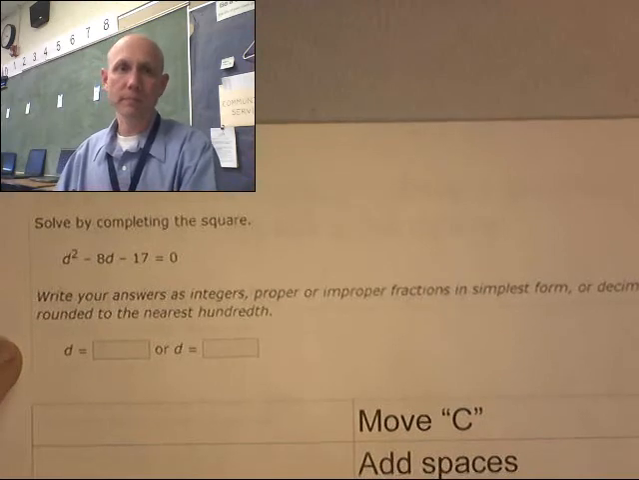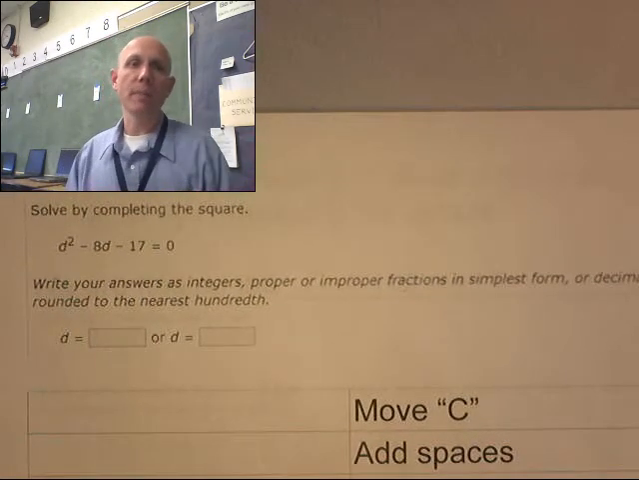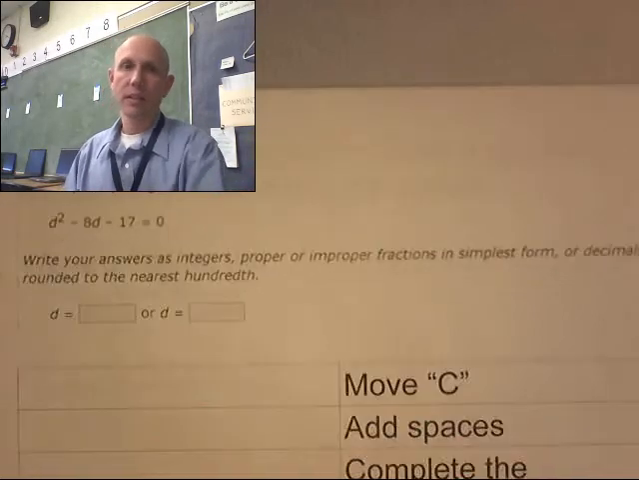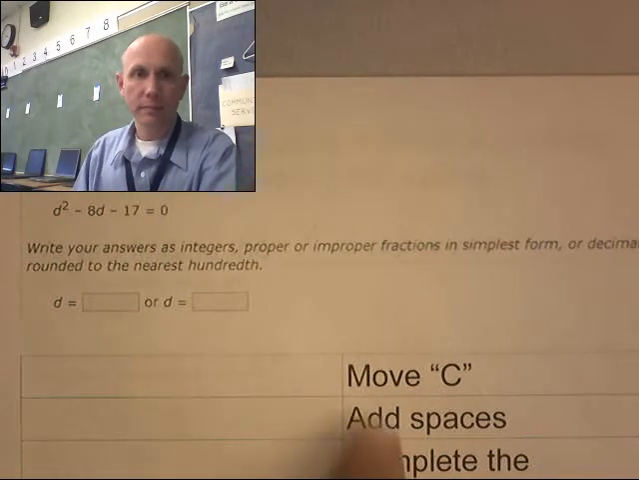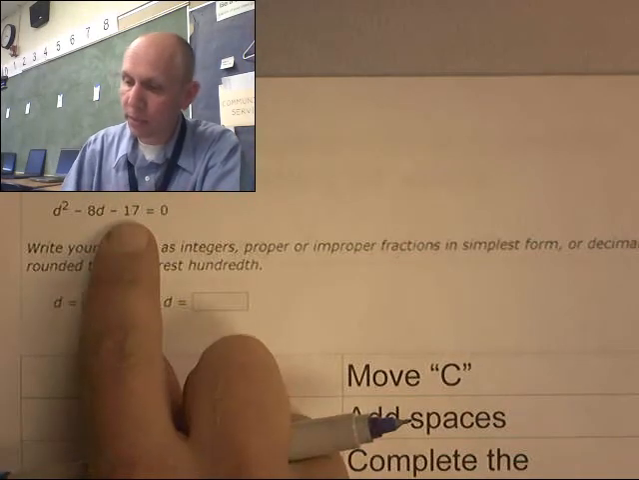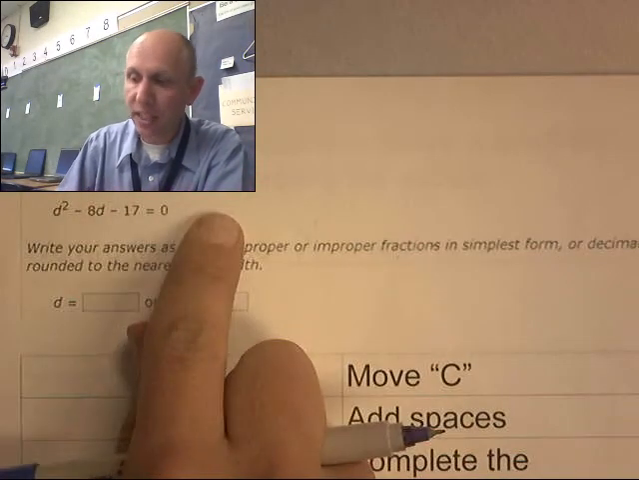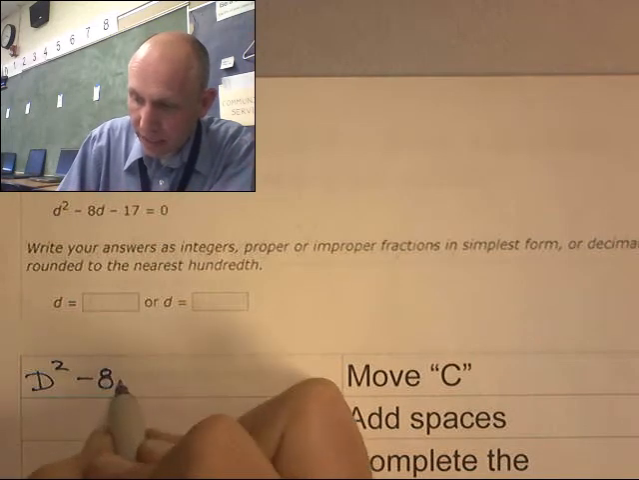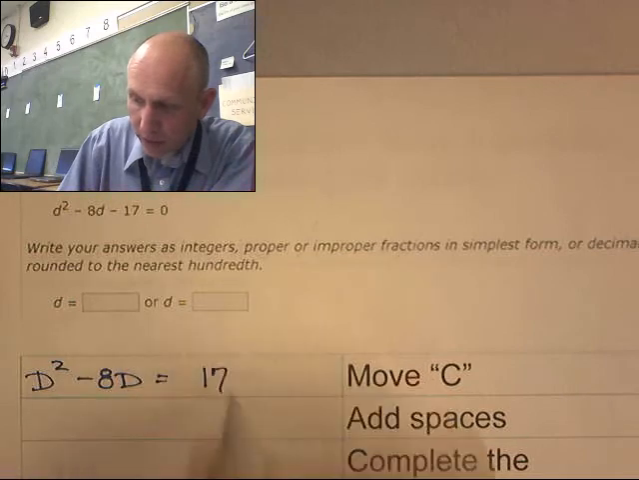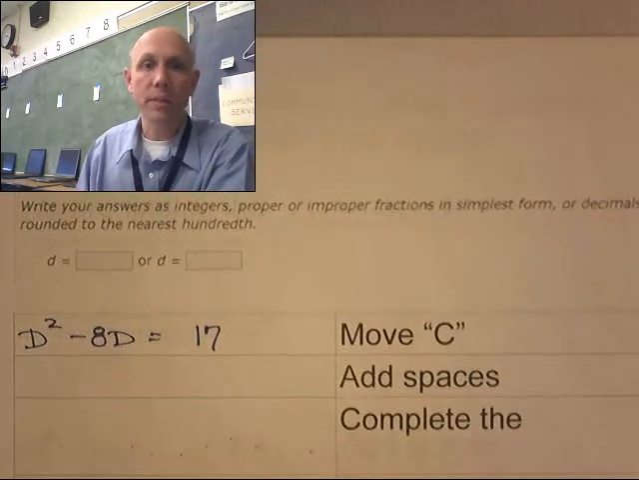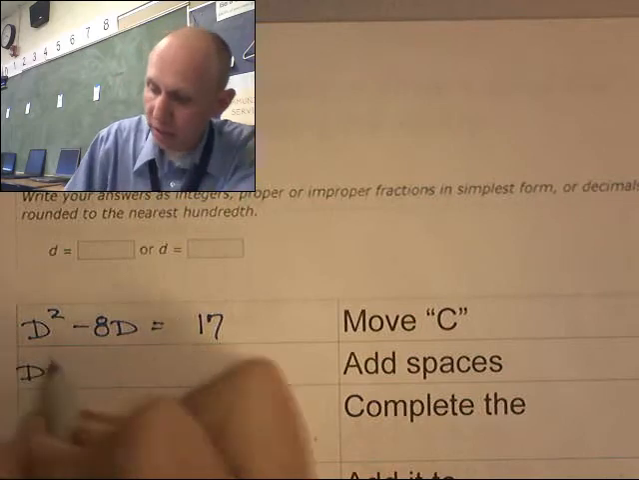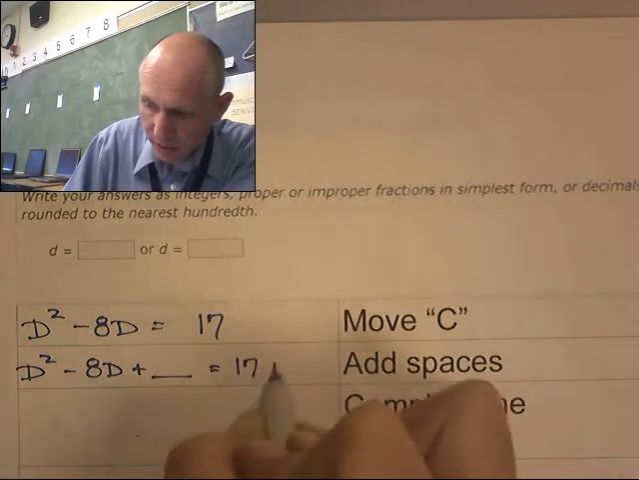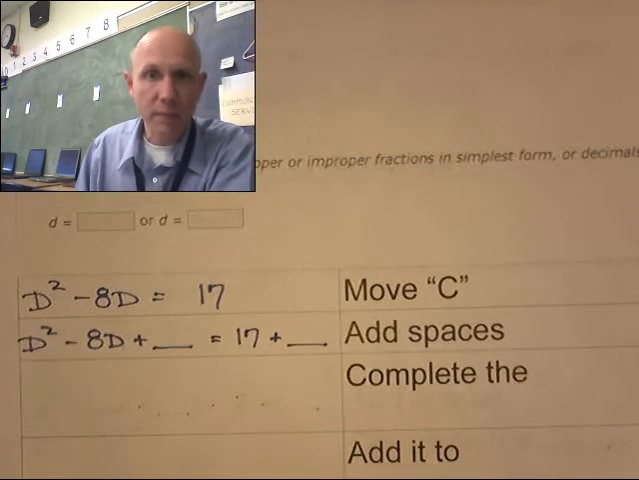Let's do it again. We're going to solve by completing the square. This one looks slightly different from the last one. First thing I'm going to do, I'm going to move the c term. See that negative 17? It needs to be on the other side. I have d squared minus 8d equals 17. That's where I want to start. Add spaces. D squared minus 8d plus space equals 17 plus space.